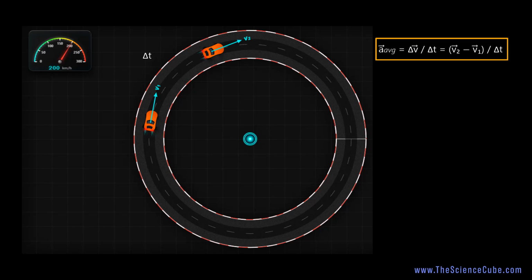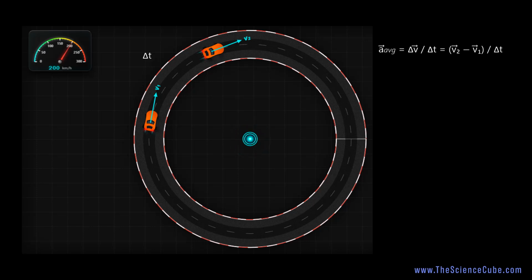And here are two things to notice. First, the numerator is a vector subtraction. We cannot just subtract two numbers because v1 and v2 might point in different directions. Or simply put, they are vectors and you cannot do an algebraic operation on them. Second, we are dividing a vector by a scalar. That means the direction of a average is exactly the direction of delta v, because dividing a vector by a positive scalar never changes a vector's direction. It only changes its length.